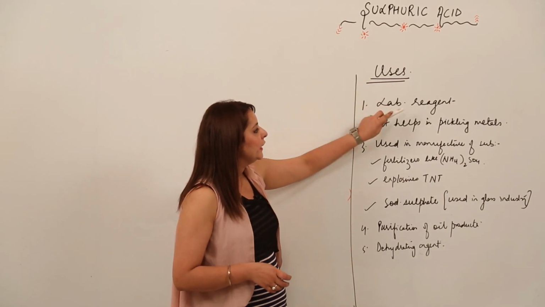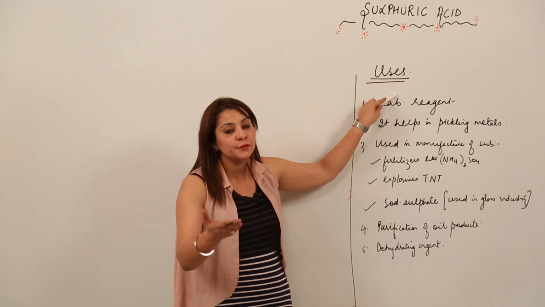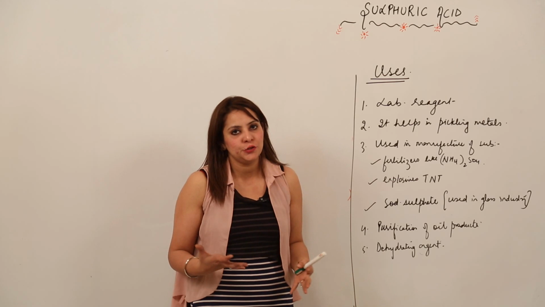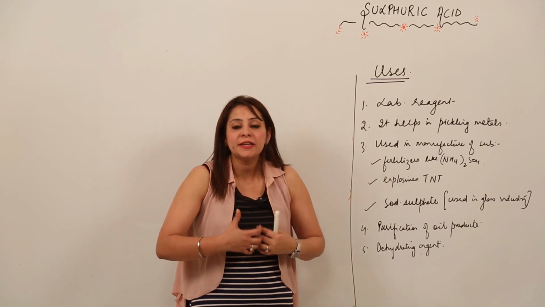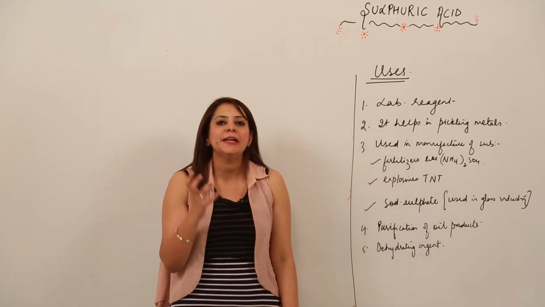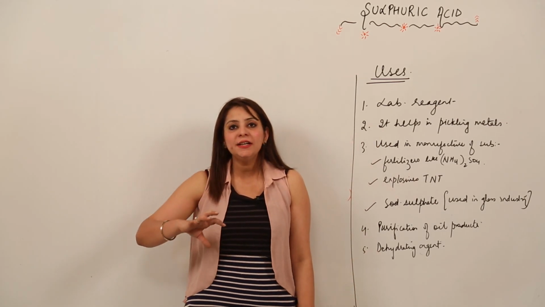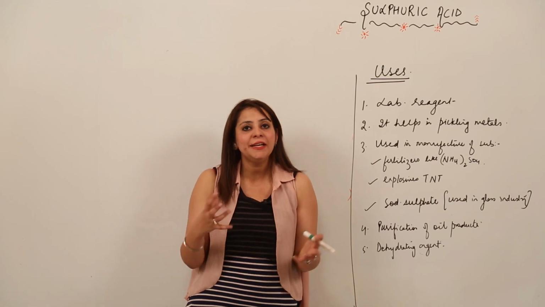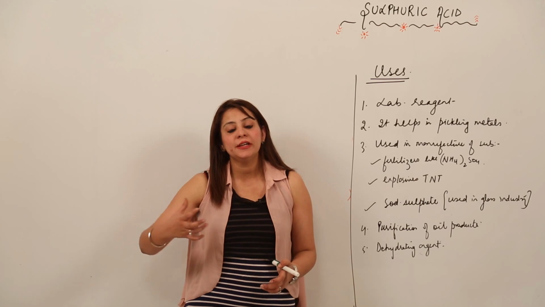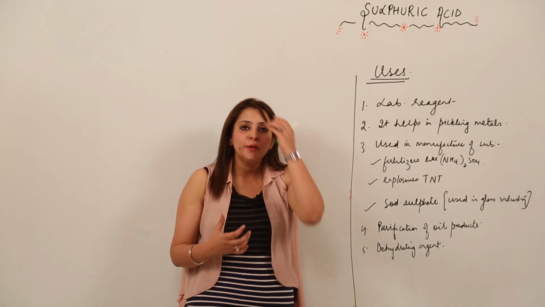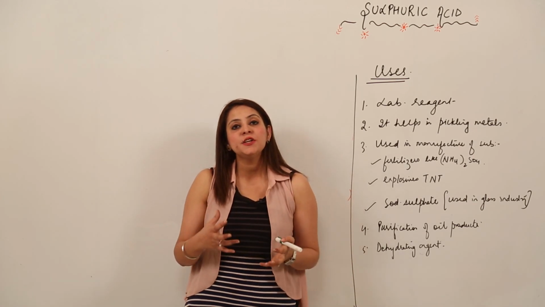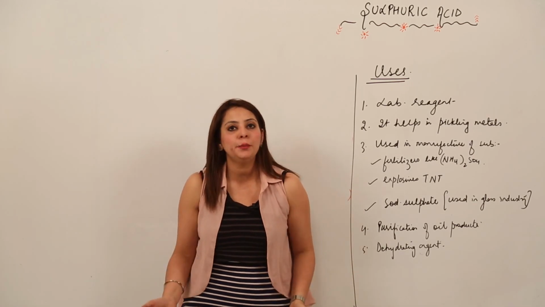So first of all, it is used as a lab reagent. As I have told you, it is actually a king of chemicals, so it is used in many laboratories, and it acts as a reagent. Second, it helps in pickling of metals. What is pickling of metals? Wherever a metallic impurity is present, sulfuric acid can easily be used, because we know that metals react readily with sulfuric acid. So it helps in removing the metallic impurities wherever they are present.